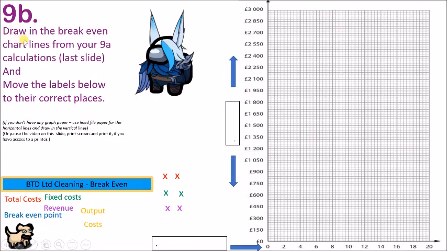9B then is plotting the break-even chart. So based on the figures on 9A, you now need to plot the numbers so that you can then forecast and use it as a break-even analysis tool. If you don't have any graph paper, then not to worry. Please use lined file paper and use the horizontal lines and draw some halfway ones. We can estimate. Or if you have access to a printer, pause the video on this slide, print screen, and then you've got a print of the graph paper.